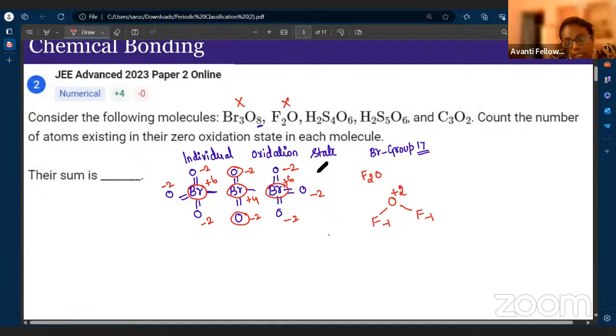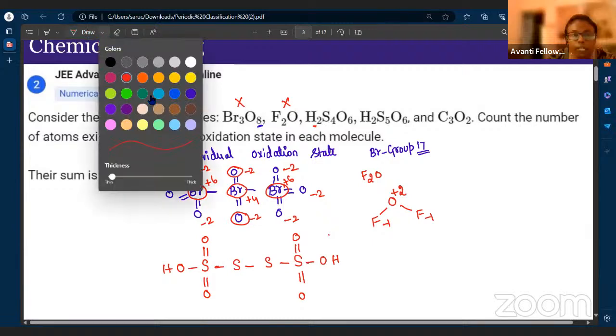Now do it for H2S4O6. So you have 4 sulfur: 1, 2, 3, 4 sulfur. How many oxygens do you have to distribute? You have to distribute 3 oxygens on each end, and you have 2 hydrogen, so I'm making OH at the end. The remaining is 2 oxygen and 2 oxygen over here. So I'm just drawing the Lewis structure. Now find out the oxidation state.